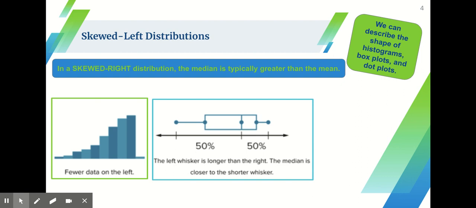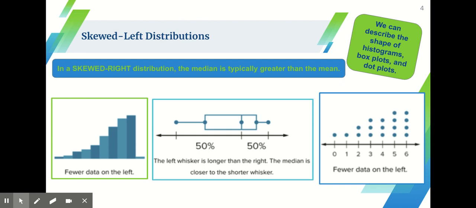Similarly, the left whisker is longer than the right in this box and whisker plot. The median is closer to the shorter whisker. So the median is bigger than the mean. And lastly, there's fewer data on the left of this dot plot. And this up here should be skewed left.